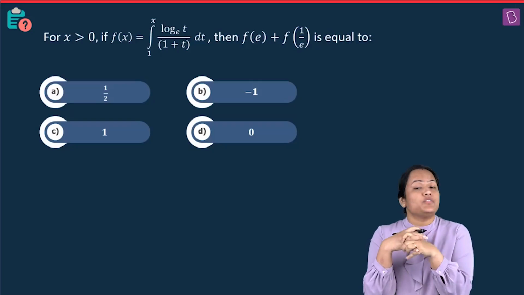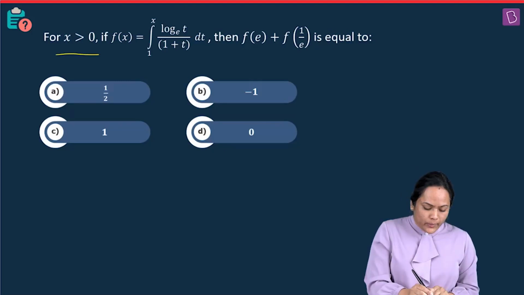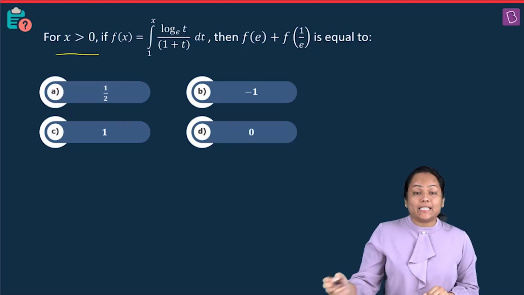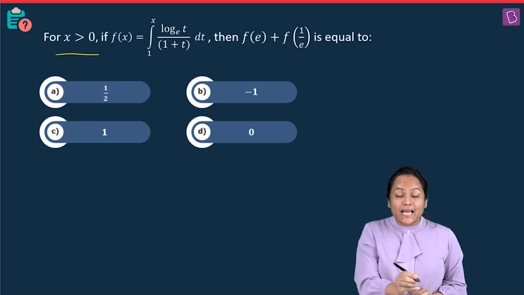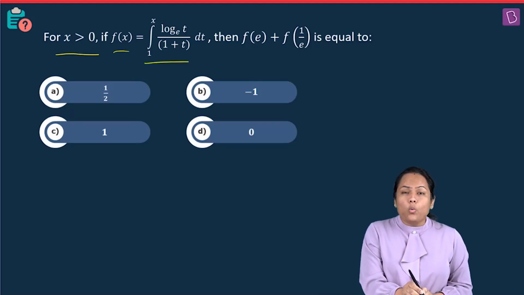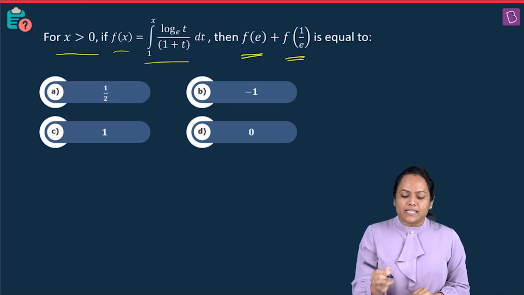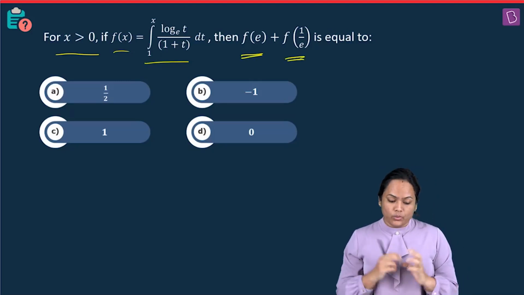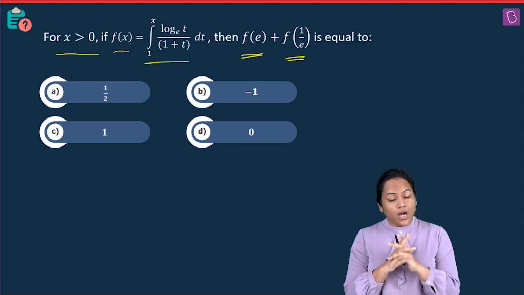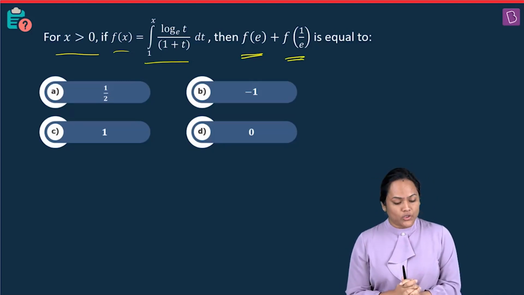Well, the next question is from definite integration. The question is saying that for x greater than 0, they have given f of x as integral of 1 to x ln t divided by 1 plus t dt. Then what is the value of f of e plus f of 1 by e? Okay, so we have to find this value. How are we going to solve this question?